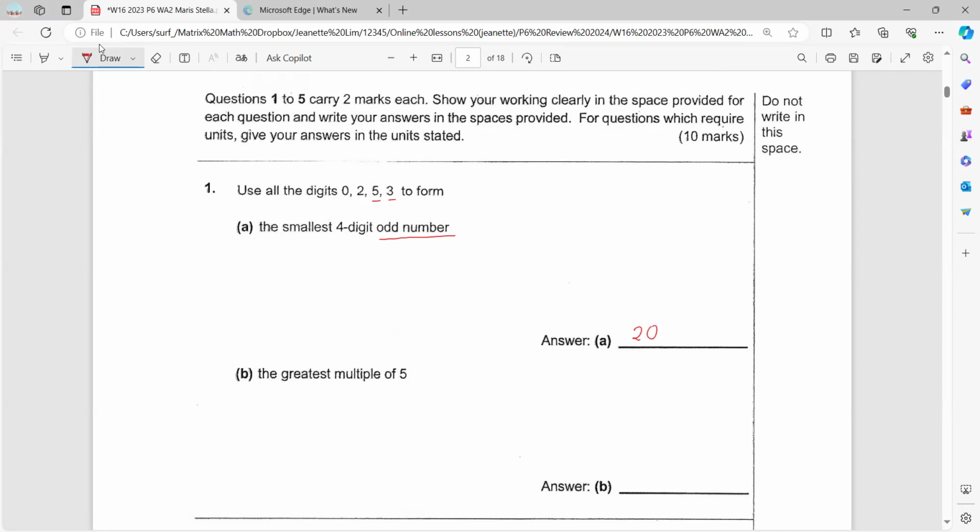So you have 5 and 3, which one comes first? If you want the smallest, then the smaller number will come first. So either way, the last number will be an odd number. So this is the answer, 2035.